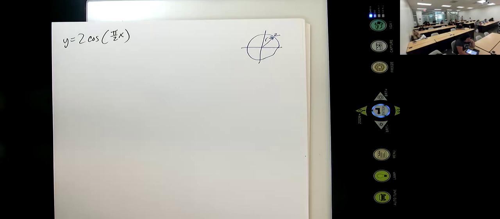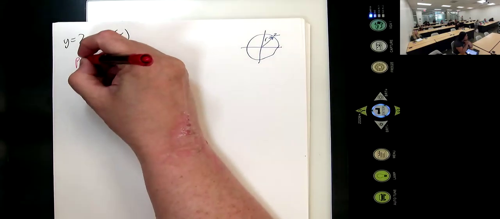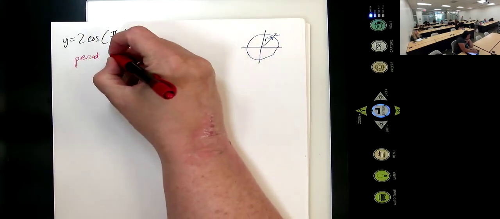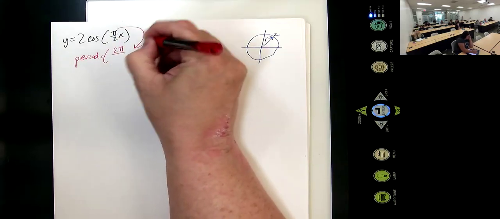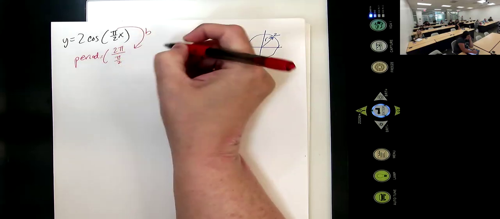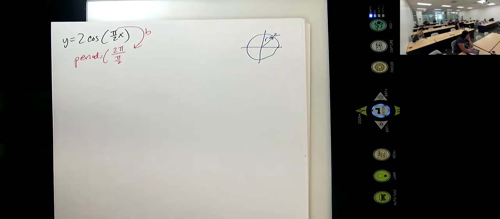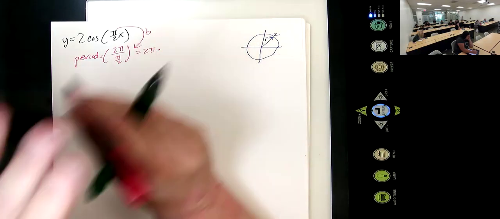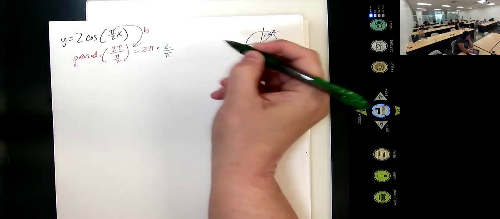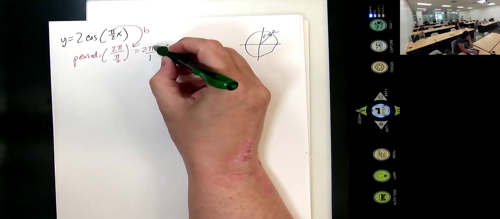What should the period be? Anyone else get 4? Let's see if George's right. She tripped me out earlier with throwing me in with a -1, so let's check it out. 2 pi, we're gonna divide it by b, which is the same thing as multiplying by the reciprocal. And the pi's cancel and I get 4.